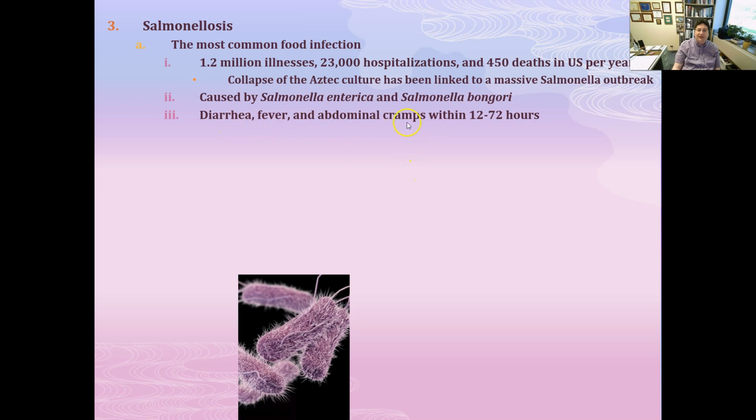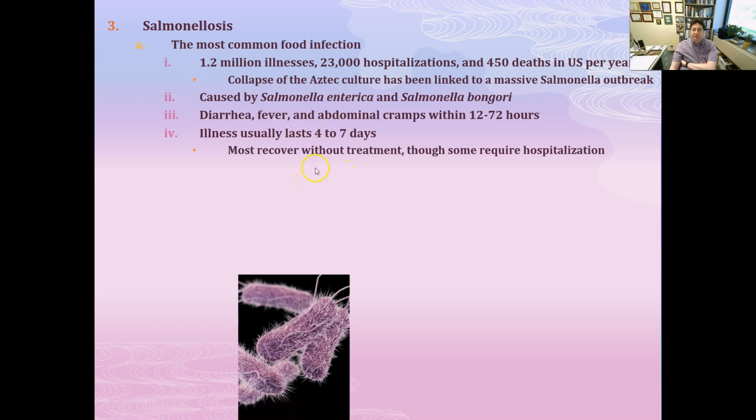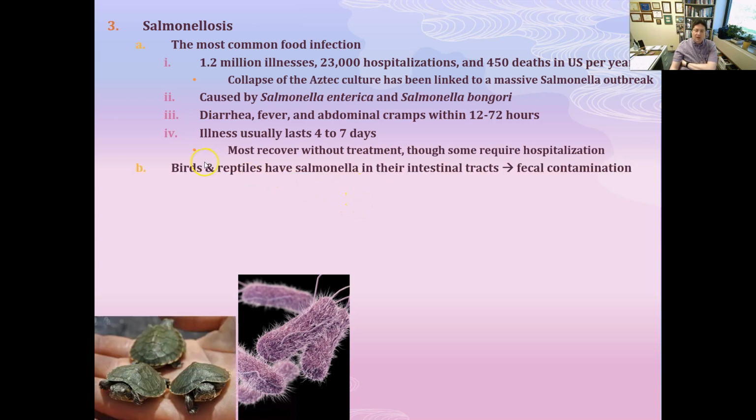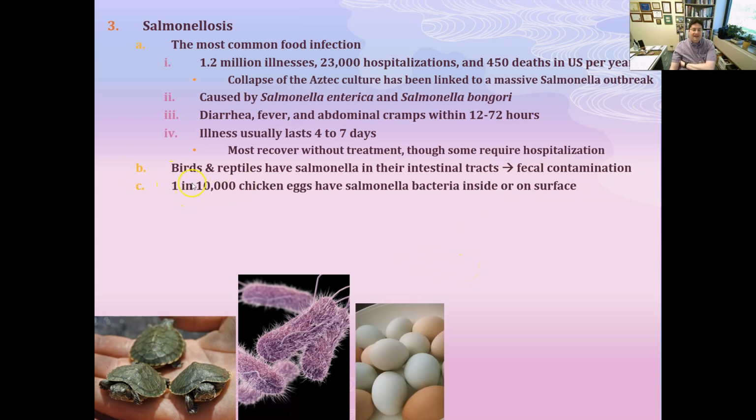Okay? Diarrhea, fever, and abdominal cramps within 12 to 72 hours. Okay, remember, this is a food infection. The illness can last up to a week, perhaps a little longer, as few as 4 days. Most people do recover without treatment. Some require hospitalization. You might know that birds and reptiles naturally have salmonella as part of their normal microbiota in their intestinal tracts. So if they poop or you get some of that on your hand, that can be that fecal contamination. 1 in every 10,000 chicken eggs that you buy at the store have salmonella bacteria in or on them.